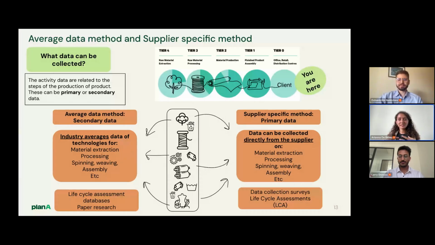That being said, we're also aware that the life cycle of this product goes through different years, and it is not always possible to collect primary data from each one of these suppliers along all the tiers. This is why the hybrid method is a good compromise, let's say. Where the primary data are not available, the average method is able to cover the gaps and provide a very useful and insightful analysis.